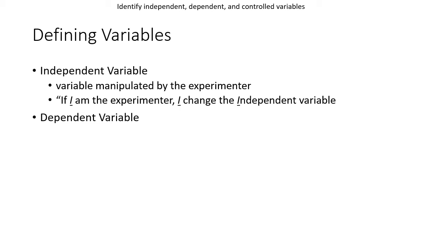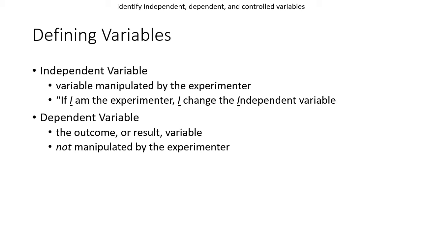The dependent variable, then, is the outcome or the result variable. So think about the example experiment. The outcome or the result of the experiment is that fall time. You don't get to choose what the fall time is. In other words, it is not manipulated by the experimenter. The only thing that happens is, yes, it might change as you change the independent variable, but you don't get to decide what that value is going to be.